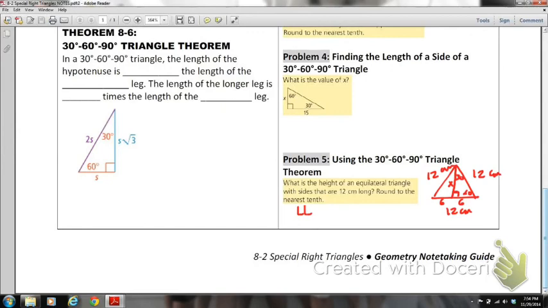The long leg is equal to the short leg times the square root of 3. The long leg is what we're trying to find. The short leg of that 30, 60, 90 triangle is 6. So the length of that height is 6 times the square root of 3. It wants it rounded to the nearest tenth, so put it in your calculator, and that will be 10.4 centimeters.